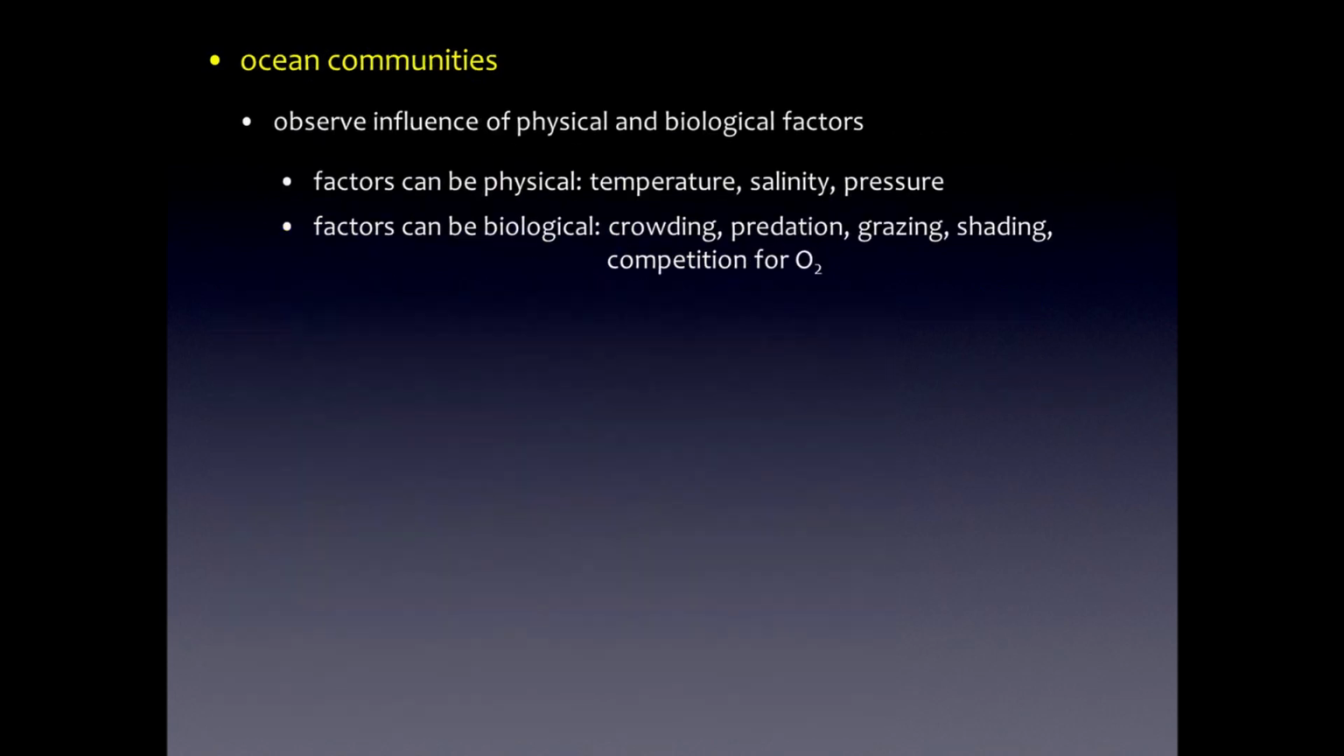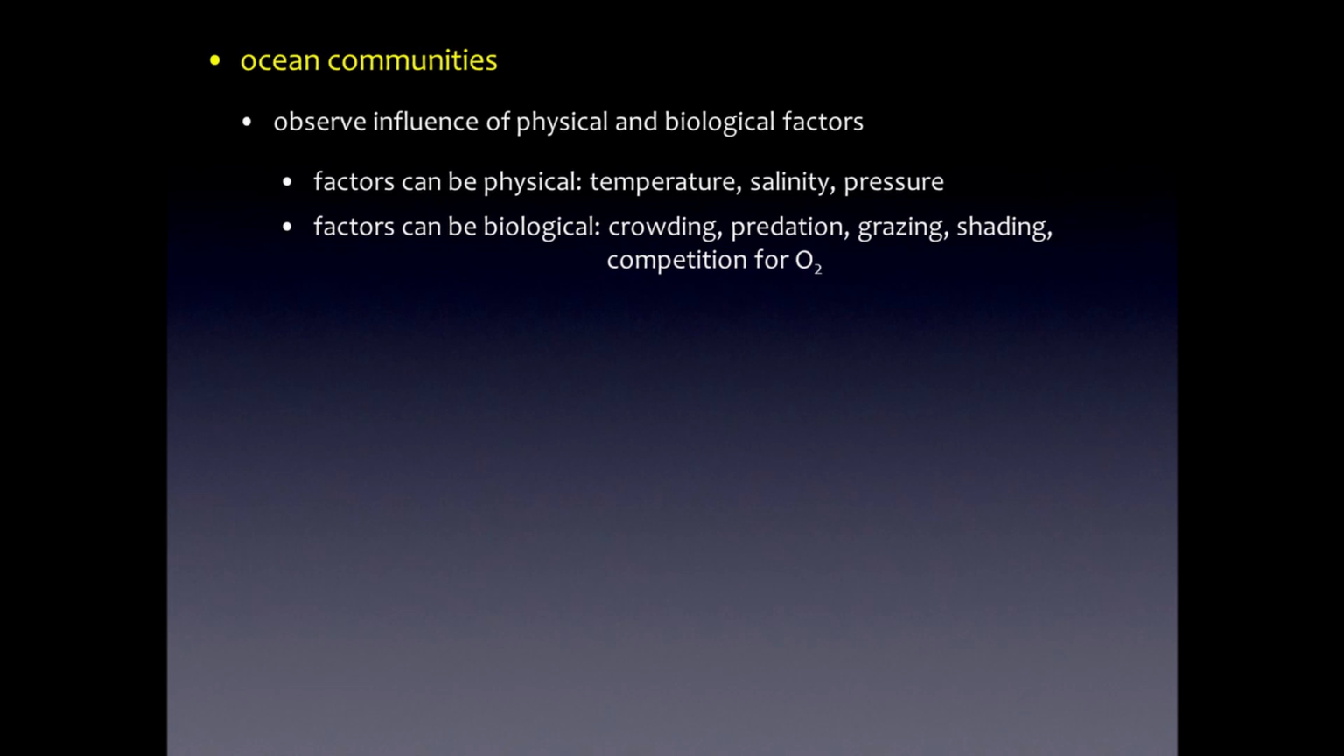Not only do we have symbiotic relationships between organisms within a marine community or within a marine ecosystem, we also see that different physical and biological factors can influence what goes on within that community. So these factors can be physical. It can be things such as changes in temperature, salinity, pressure, the amount of gases dissolved in the water, pH levels, or the factors can be biological in origin.